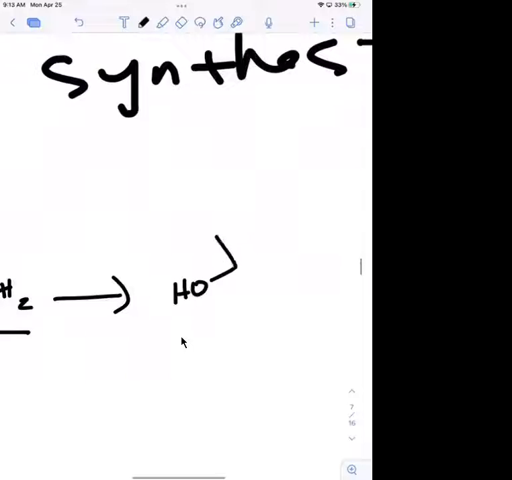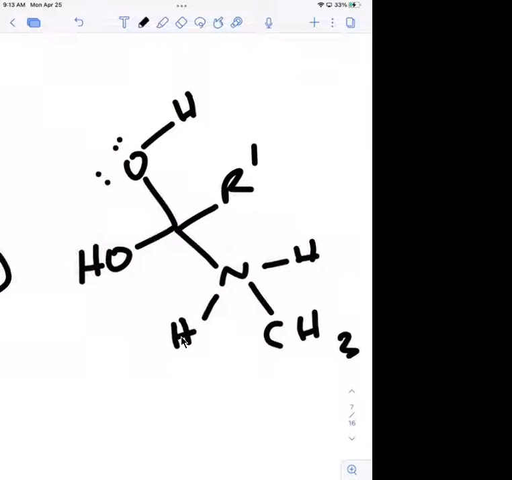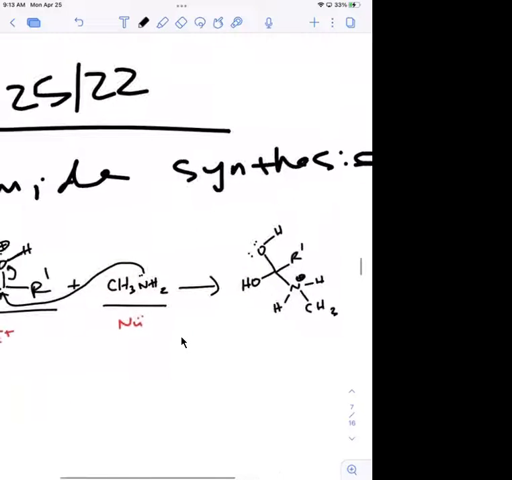Is it the tetrahedral intermediate? Tetrahedral, excellent. Tetrahedral intermediate, which is going to look in this case like this. So that's R1, and then this is N, H, H, CH3, and this is now positive, right? Formal charge is another thing that we always have to think about when we're doing these types of reactions.